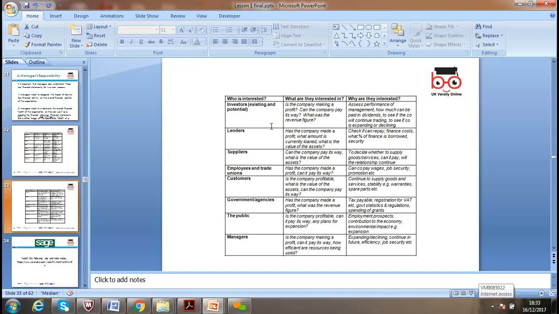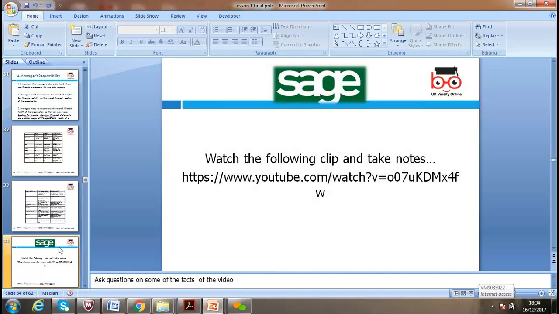And these are the stakeholders. An investor is a stakeholder, lenders are stakeholders, suppliers are stakeholders, customers, government agencies, the public and managers. They have different sorts of interest within a company, and they are always looking at financial information to make decisions.